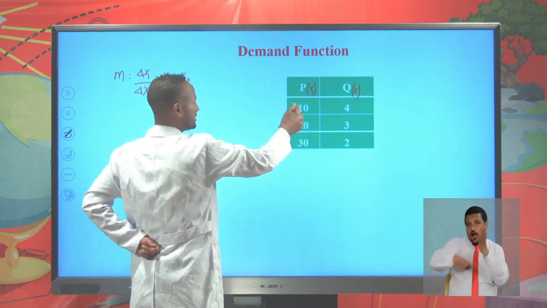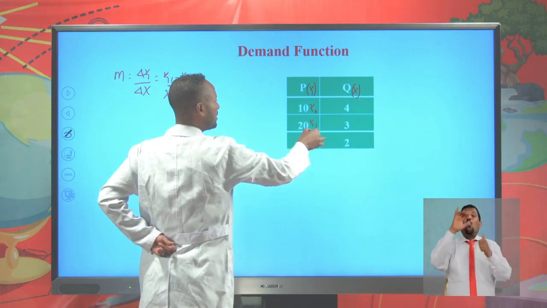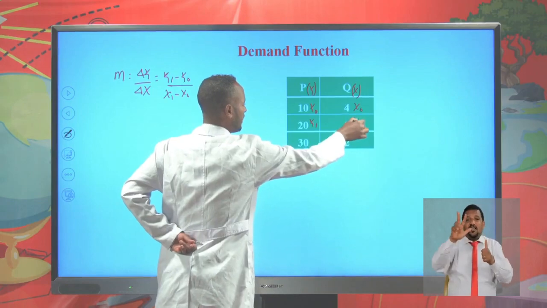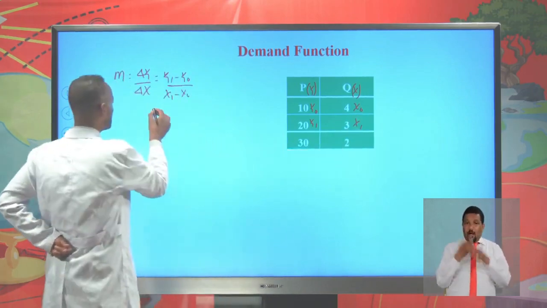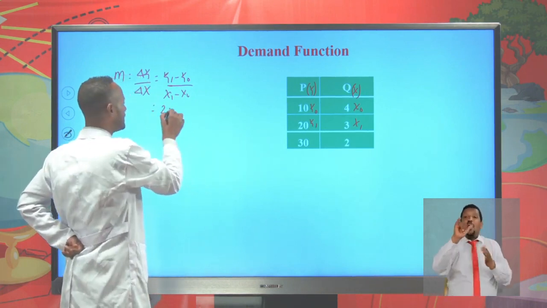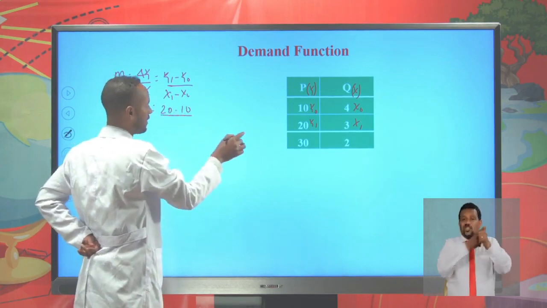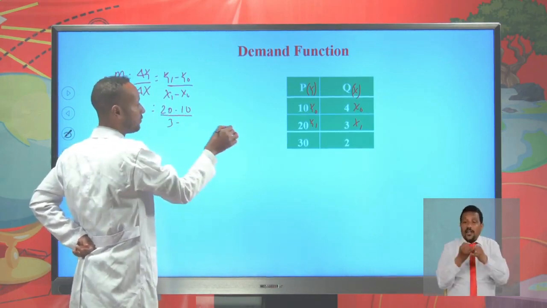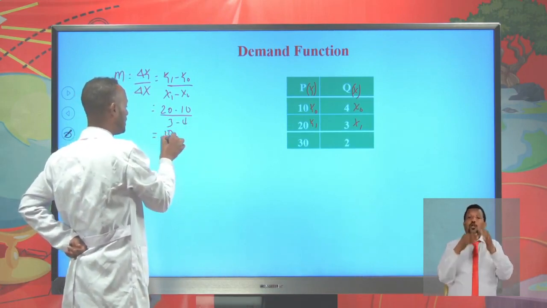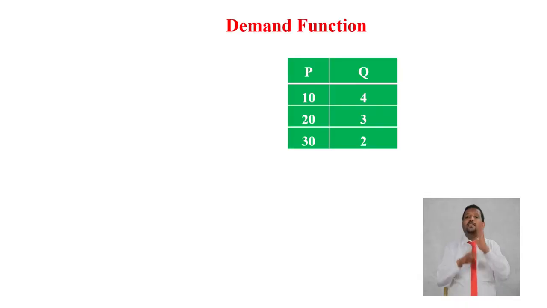Hence, we can take these values as y and these values as x. Now, let's take 10 as y initial and 20 as y final. Let's take 4 as x initial and 3 as x final. When we substitute this information into the formula, y final is 20 minus y initial is 10, divided by x final is 3 minus x initial is 4. This gives 20 minus 10, which is 10, over minus 1, which is minus 10. This is the slope of the demand curve.